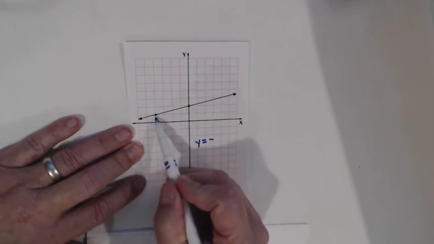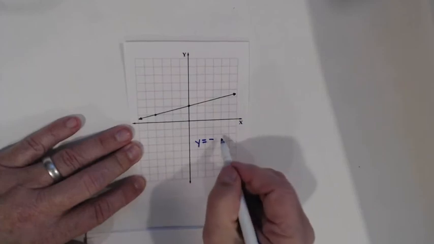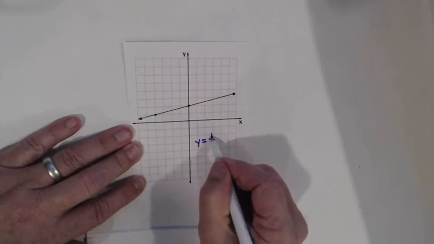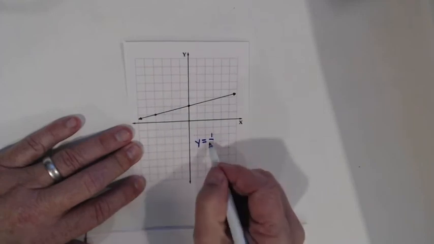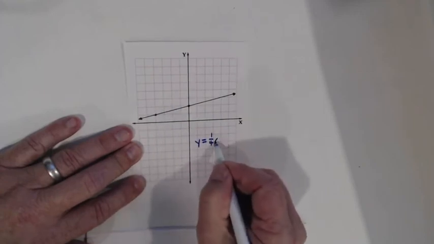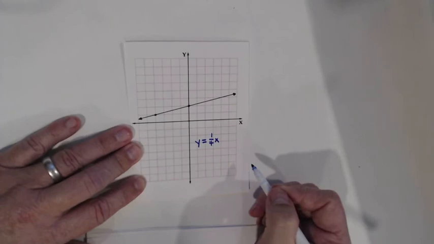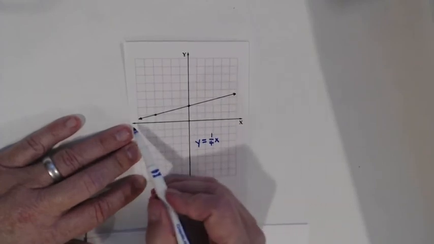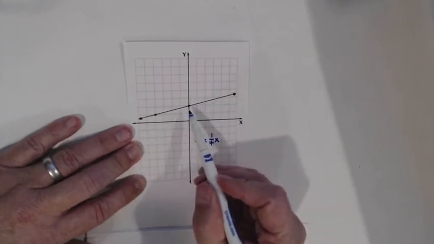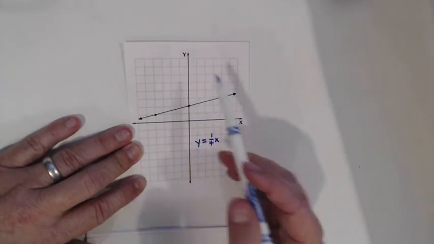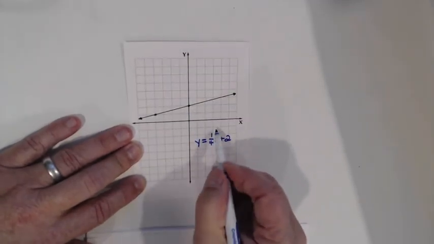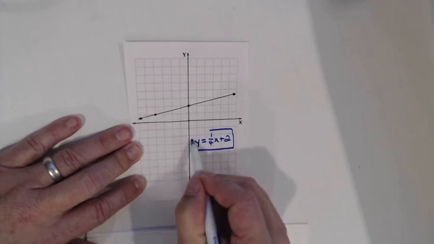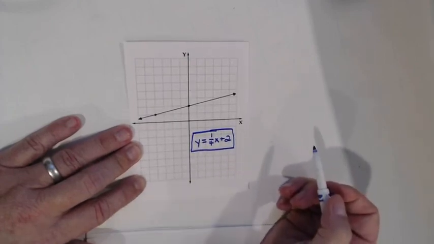Start at this point right here. I'm going to go up 1. 1 goes in the top. I'm going to count over 1, 2, 3, 4. 4 goes in the bottom, and I put an x beside the slope. Then I figure out what the y-intercept is. That's where this line runs into the y-axis. 1, 2, positive 2. There's the equation of that line right there. Just that easy.